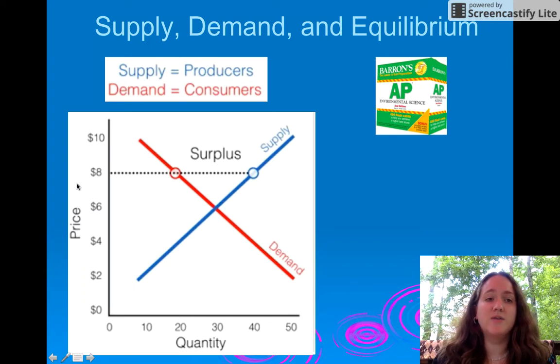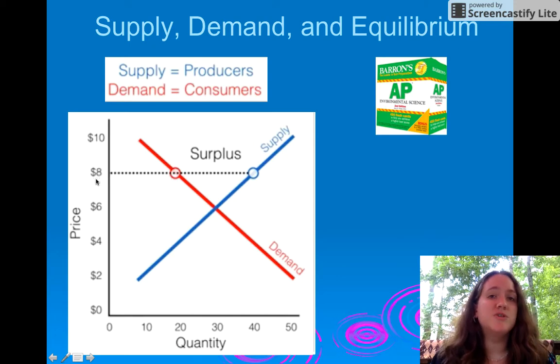I can do the same thing and say I'm going to charge $8 instead of $4. This time I made 40 of them, because before my demand was 40. However, at $8, my demand is not 40, it's only 20, if I go down and look at this. That means I'm going to have a surplus. I made too many of those books for the price that I'm selling them at.